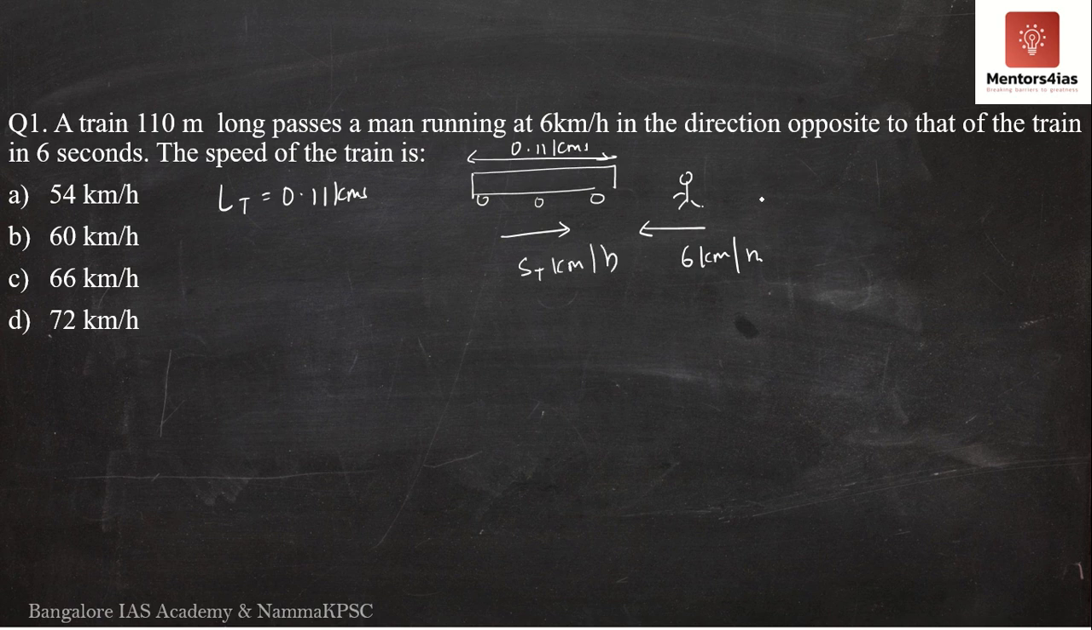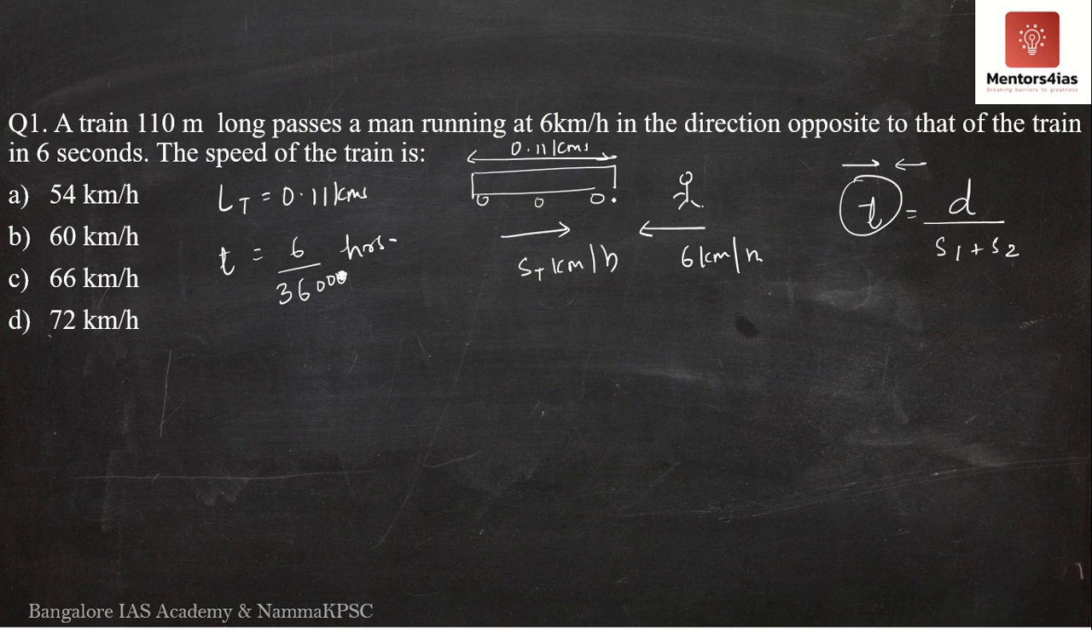I'm pretty sure everybody knows, even with respect to several other problems that we have solved under time, speed and distance, whenever you have two entities moving in opposite direction, then the time taken by them to meet each other or to cross entirely will be nothing but the total distance divided by the sum of their speeds. Now time taken by the train to cross the man entirely is nothing but 6 seconds over here. Therefore time is nothing but 6 seconds, or 6 by 3600 hours.